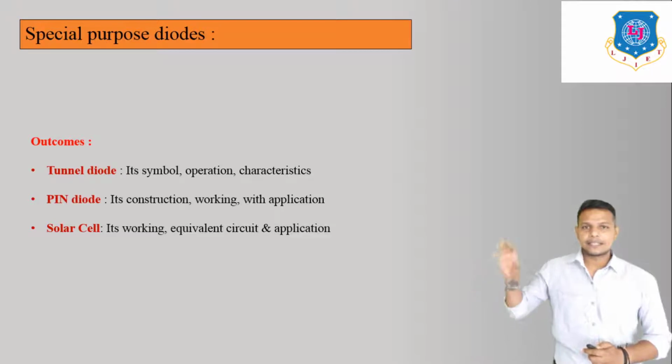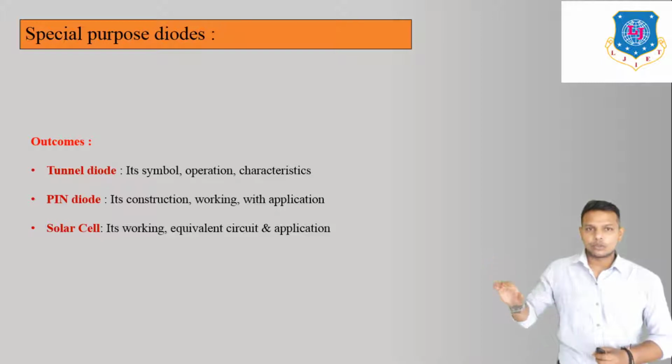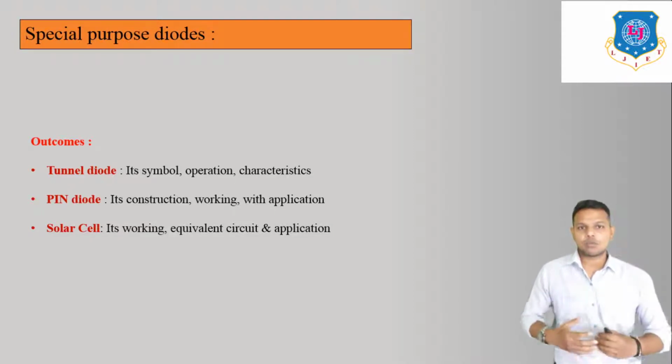Here we can see the outcomes for today's lecture. First we will discuss about tunnel diode, and then pin diode, and last solar cell. In tunnel diode we are going to discuss about its symbol, operation and its characteristics. Number 2, in pin diode we are going to discuss about its construction, working principle along with its applications. And finally we are going to discuss about solar cells, working principle, equivalent circuit and its applications. So these are the outcomes for today's lecture.